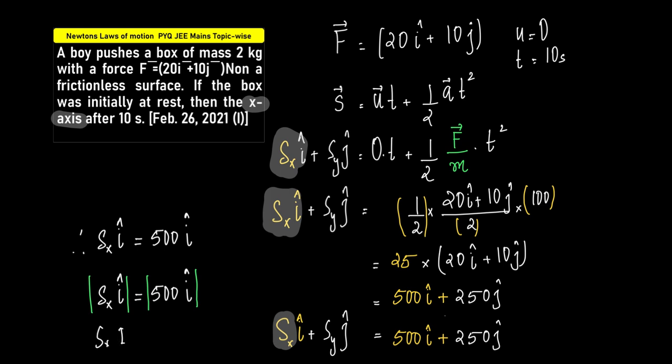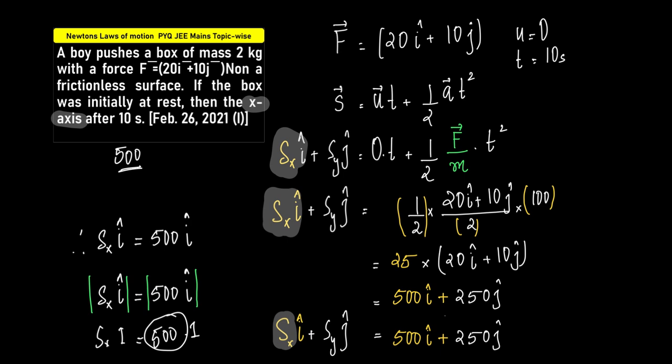So what we get is magnitude of 500 is 500. Magnitude of I cap is 1. So Sx is equal to 500. So the x component would be 500. Okay. So that's a very similar question to one we did before.